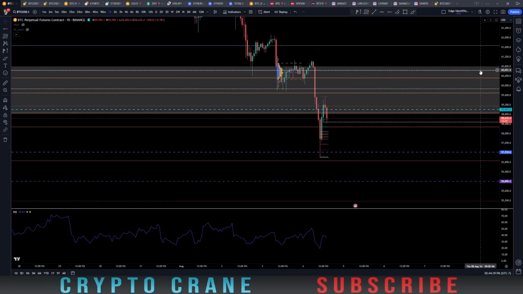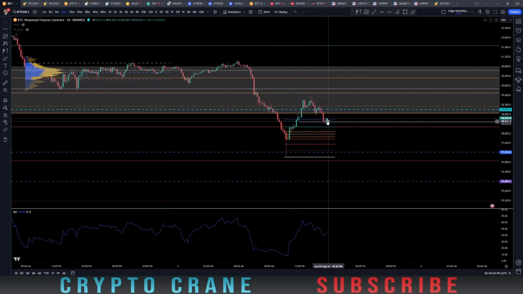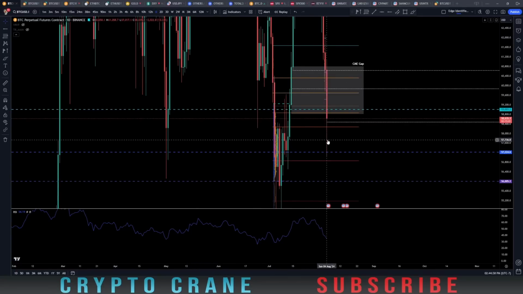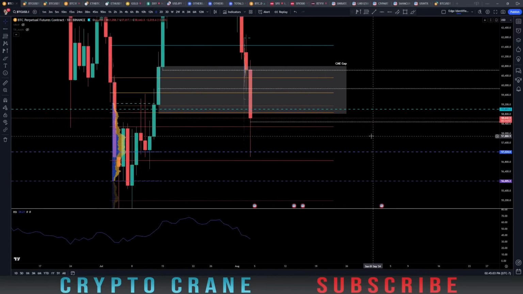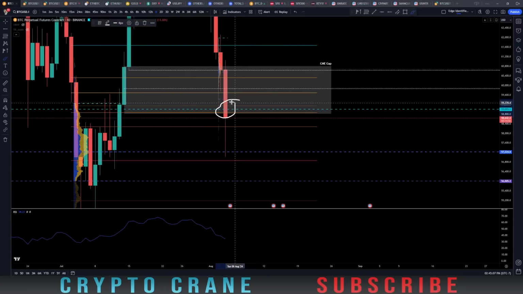We had the bounce off this point of control. We tried to hold the value area high as support, but did fail it momentarily, but nothing too much to worry about, right? As long as we can hold where we are right now, that's going to be good to see. And then the daily time frame close is going to be something we're going to want to keep our eye on. Can we close the daily back above the value area high of this range?